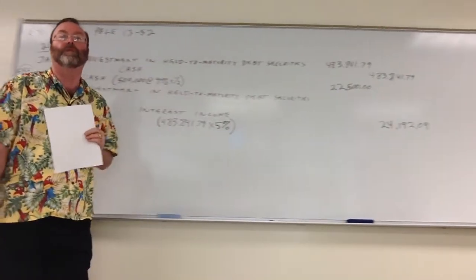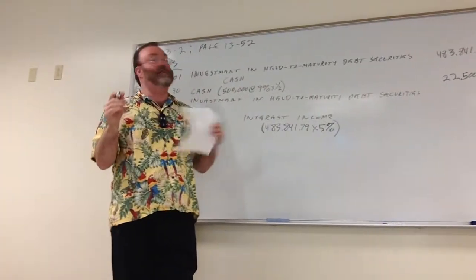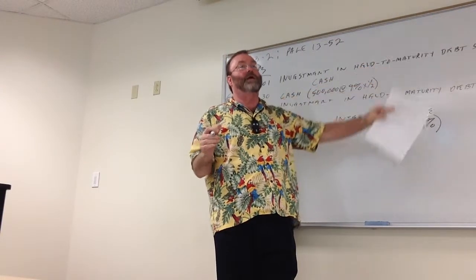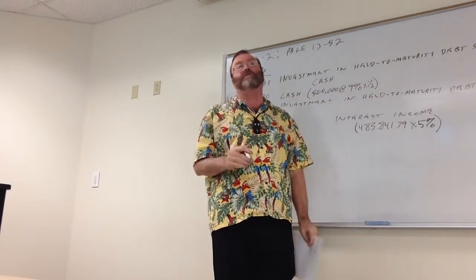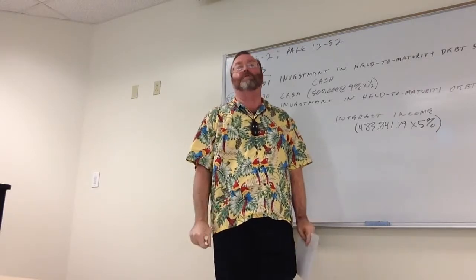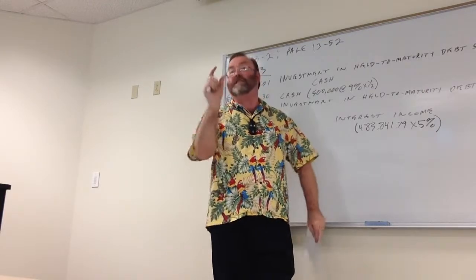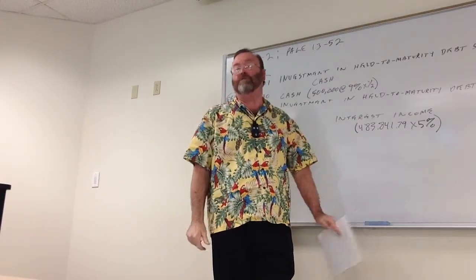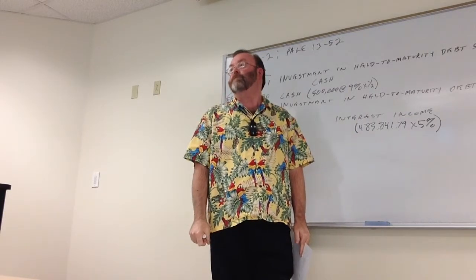Sorry, why is it 5%? Because the yield, the discount that was built into the purchase price, had an effective yield of 10%. That's what it told us in the problem. All right? So if it's a 10% yield on an annual basis, semi-annually it's 5. Okay?